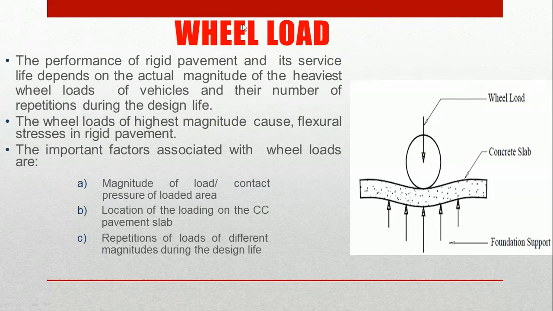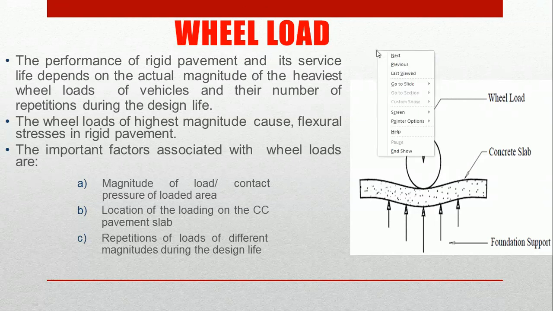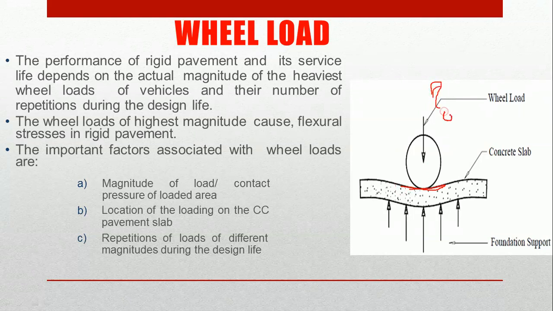So the first thing is wheel load. We are already aware of this wheel load. The performance of rigid pavement is affected by the wheel load. The magnitude of wheel load, how much wheel load is acting, and what the contact area is. You can observe in the figure: how much load is acting in terms of kilonewton or in terms of tons, how much load is coming on the pavement, and what the contact area is, that is where the load is exactly acting.